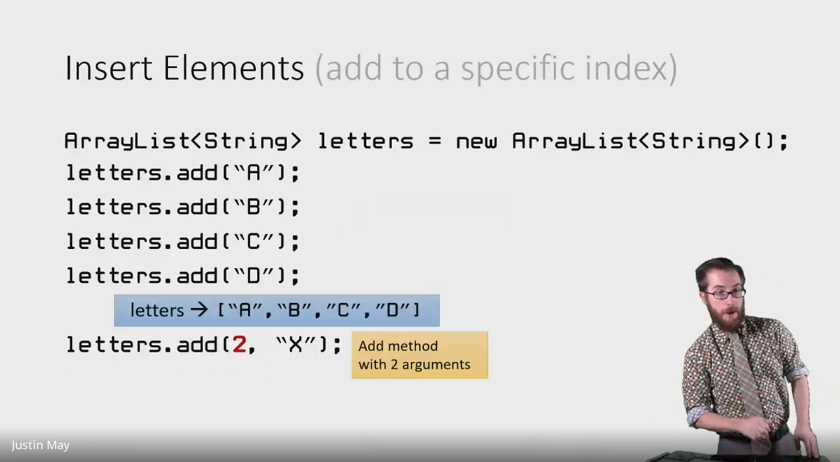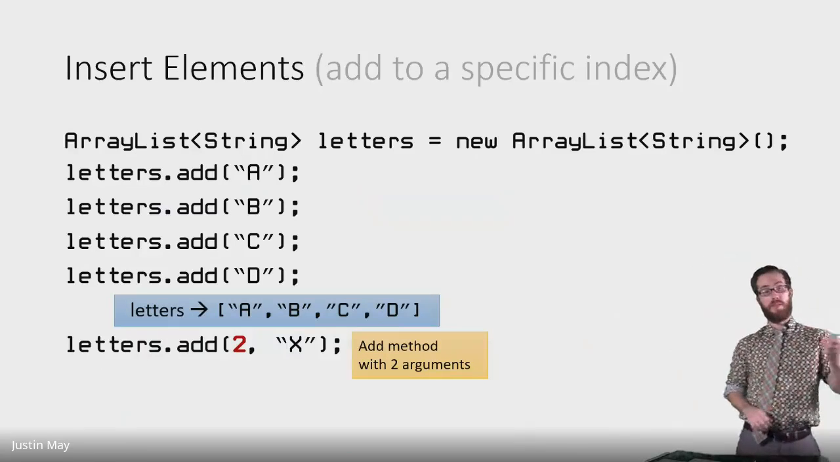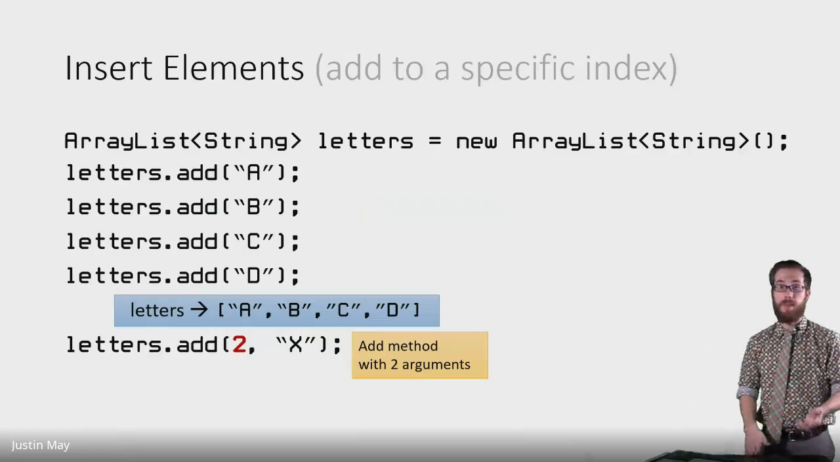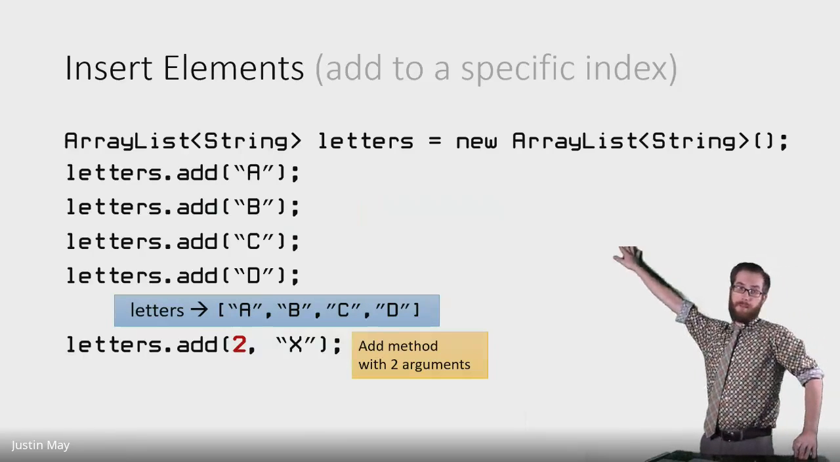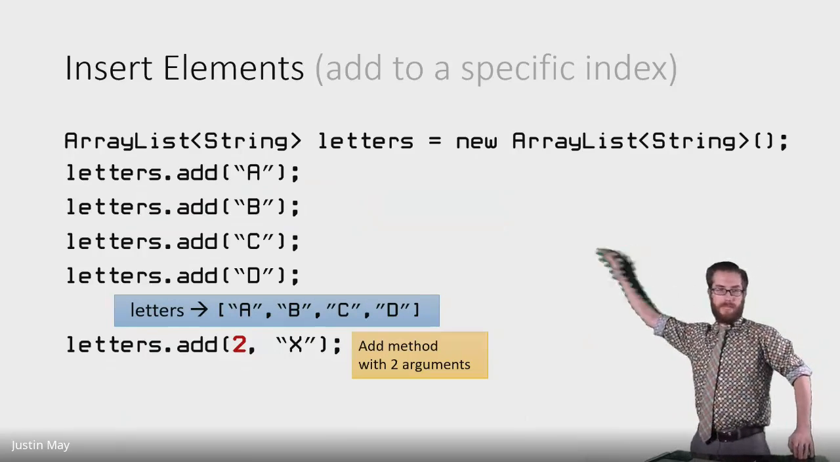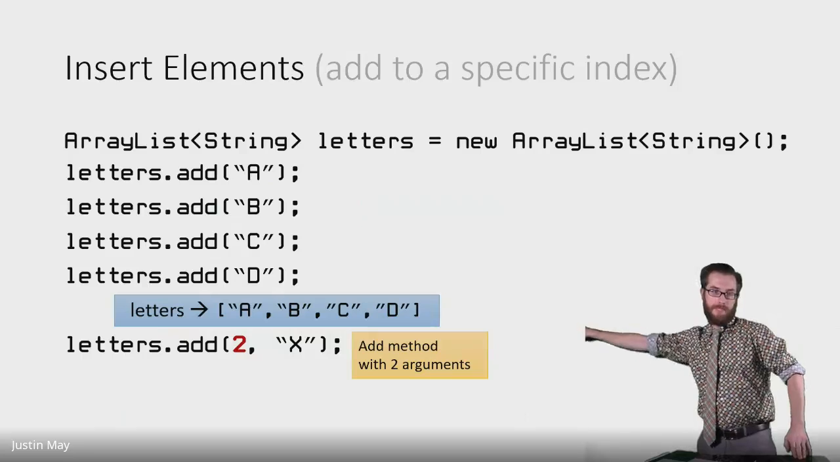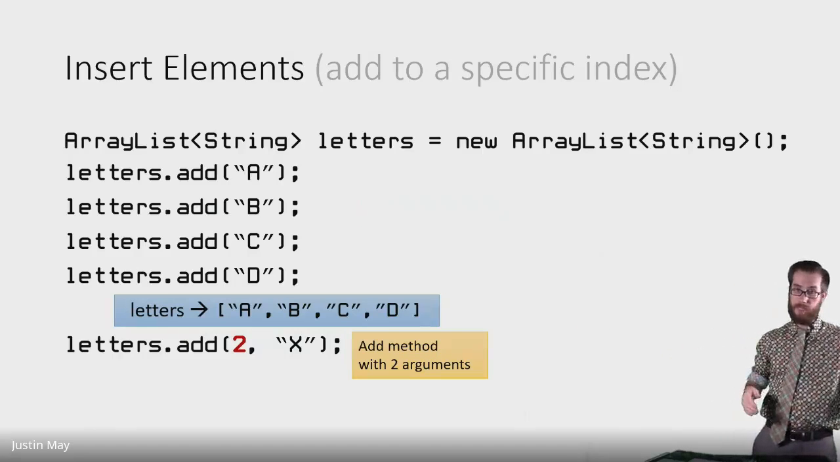Okay. Another thing you can do is you can insert elements, and you use the add method to do that. So here I've got my letters array. I add 4 letters, A, B, C, D. So I end up with this list, A, B, C, D. Each letter gets added to the end.